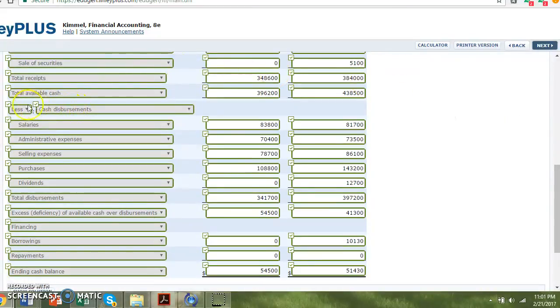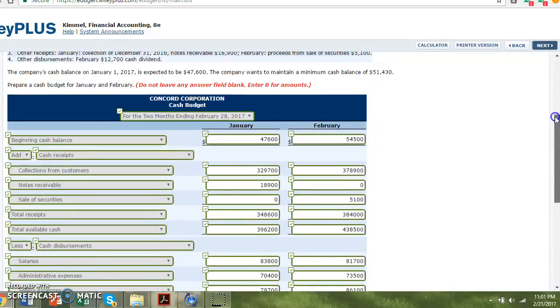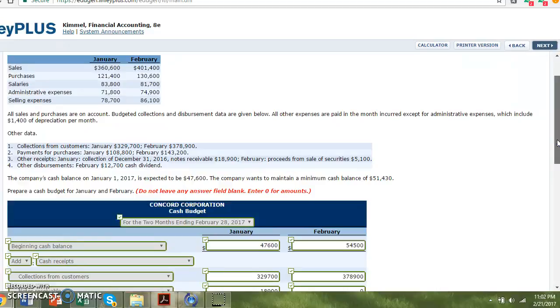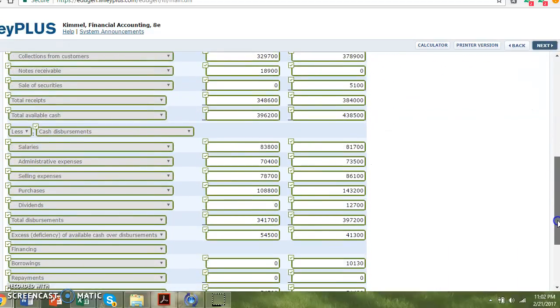Then we go in here. Next, we're going to take out, so less cash disbursements. It tells you your expenses in this chart up here. So we're going to put the salaries in first, then administrative expenses, minus that $1,400. So we're going to take the $71,800. We're going to subtract $1,400. So we're going to actually enter that as $70,400. And then the same thing here. We're going to subtract $1,400 from this $74,900. And then we're going to add in those selling expenses down there. So we have salaries, then we have our administrative expenses and our selling expenses.